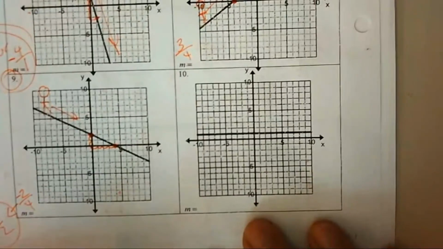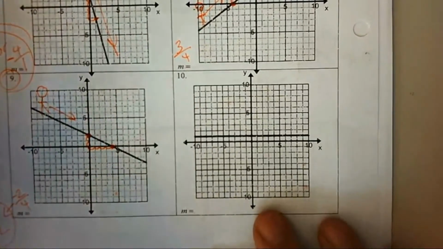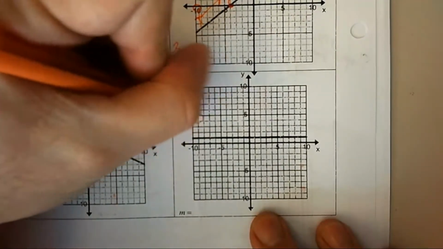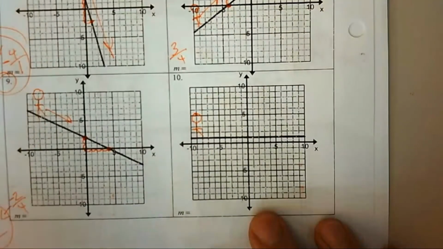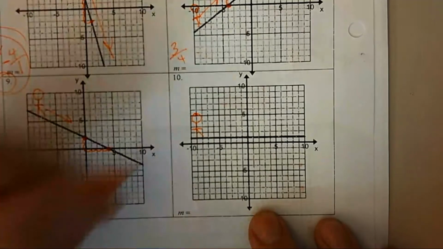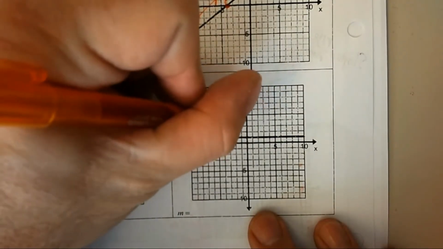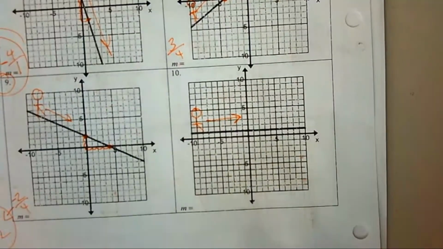Okay, number 10. Number 10 I didn't ask you to do because it's a little bit different. So we talked about vertical lines, but we haven't talked about horizontal lines. So if you put your stick guy on the left side of this line here, and just think, if he's moving left to right, how much does he have to go up? How much does he have to go down? Well, it's neither. He just walks straight across. So this line has no slope to it. It's got 0 slope attached to it.